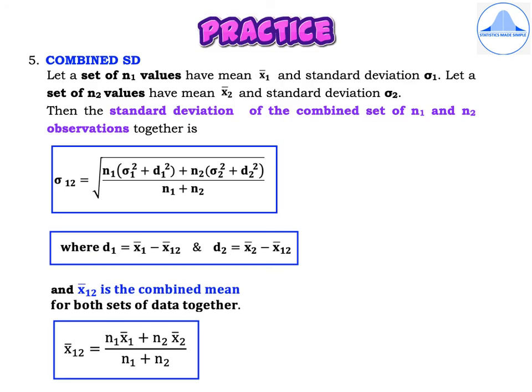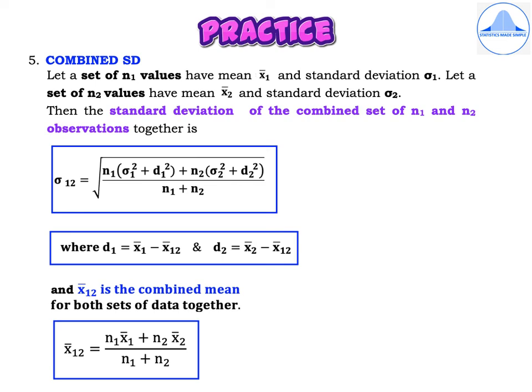The fifth property of standard deviation is the combined standard deviation, and this again is an important topic and the formula is pretty lengthy, but with constant practice you'll be able to remember the formula. Let a set of n1 values have mean x bar 1 and standard deviation sigma 1. Let another set of n2 values have mean x bar 2 and standard deviation sigma 2.